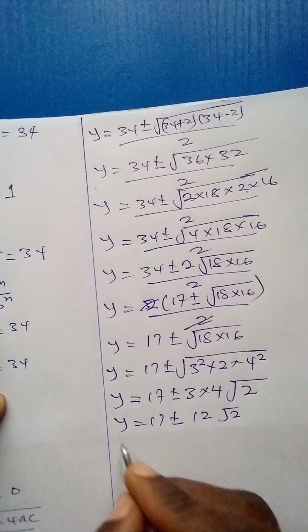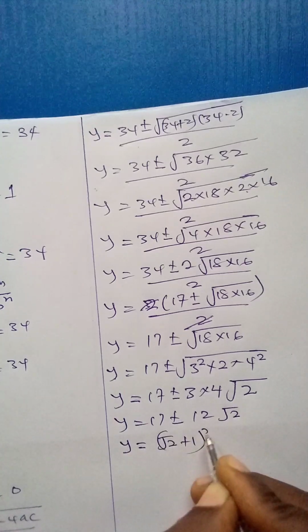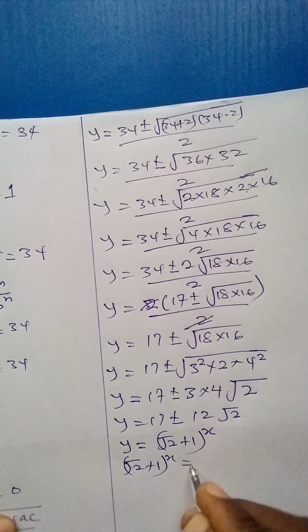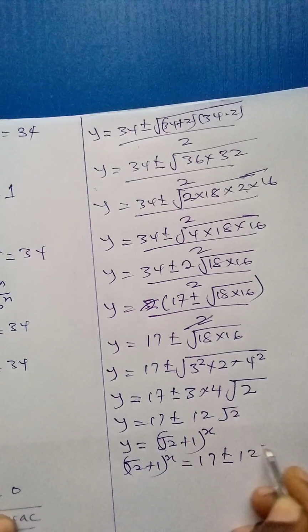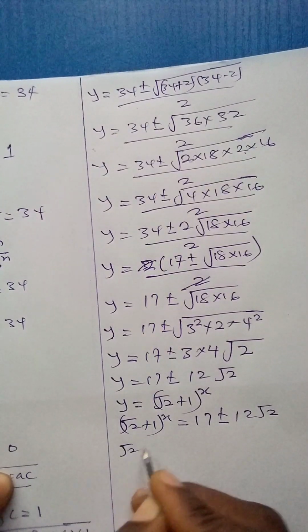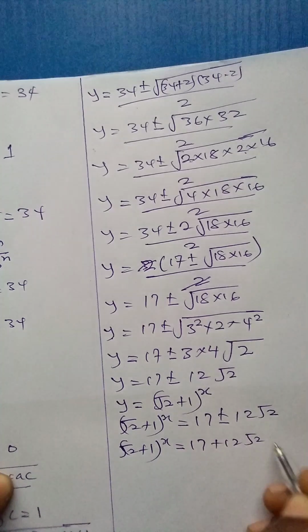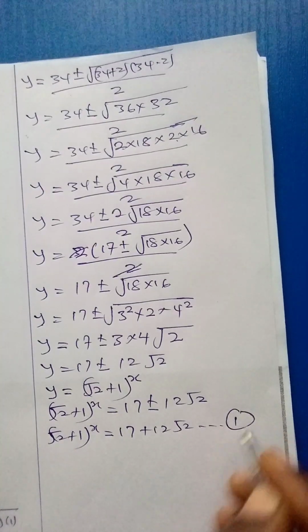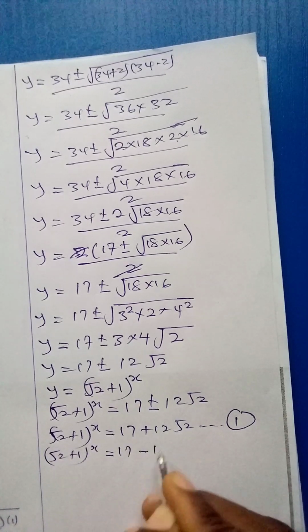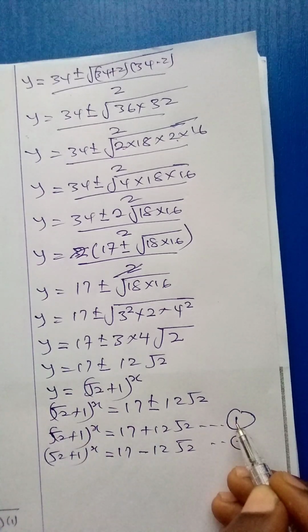Now let's recall that y is equal to (root 2 plus 1) all raised to the power x. That implies (root 2 plus 1) all raised to the power x is equal to 17 plus or minus 12 root 2. So we have two cases here. In the first case, (root 2 plus 1) all raised to the power x is equal to 17 plus 12 root 2. That is case 1. And then (root 2 plus 1) all raised to the power x is equal to 17 minus 12 root 2, which is case 2. Let us now solve case 1 first.